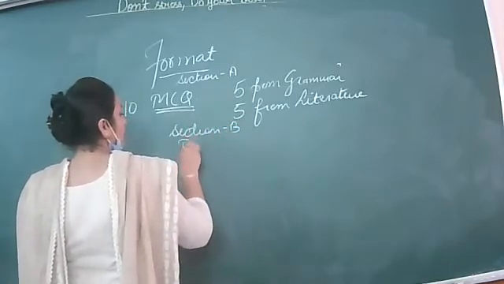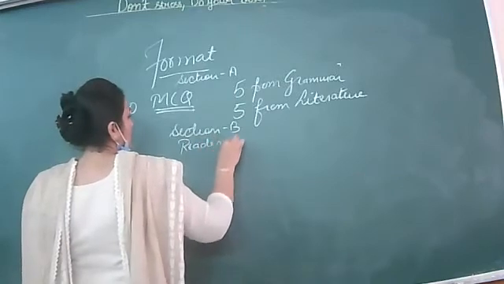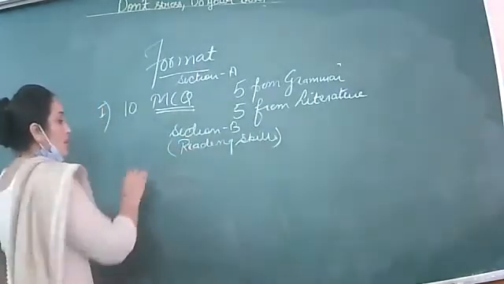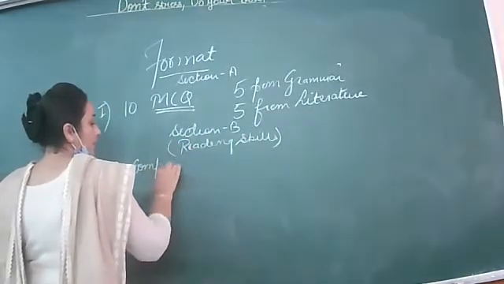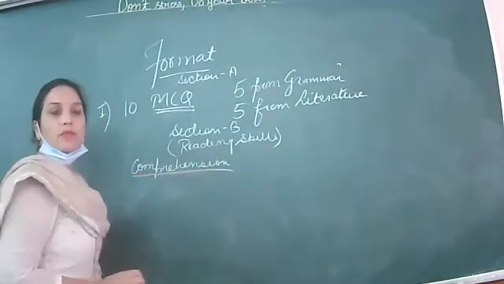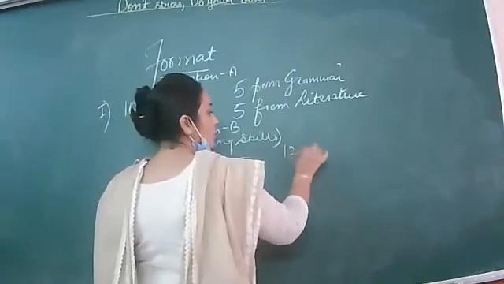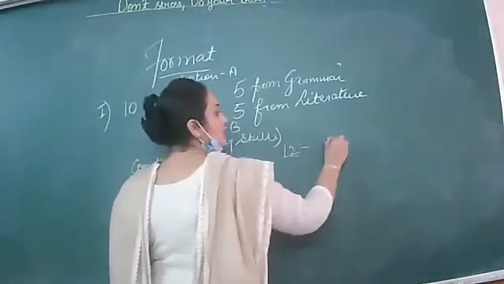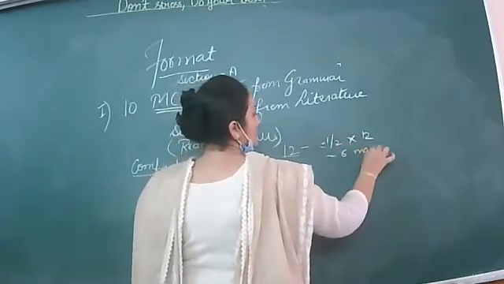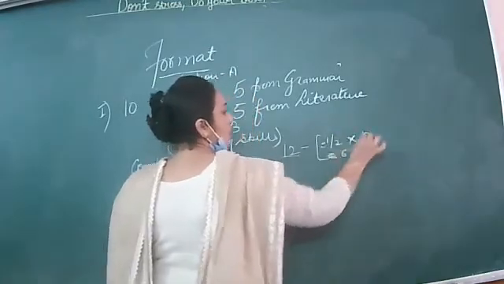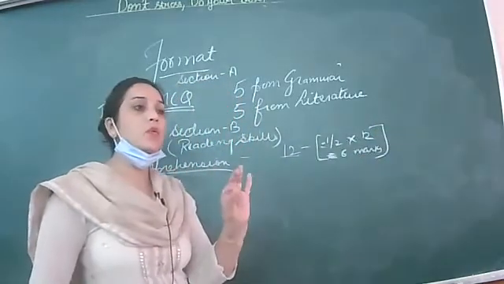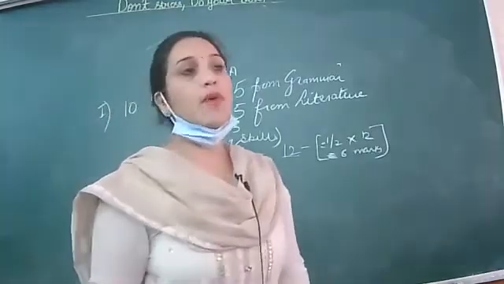In Section B, there will be reading skills. Reading skills means one comprehension passage will be given to you, having 12 questions. One question carries half a mark, so half into 12, 6 marks. So 6 marks, 12 questions, only MCQs. For that, I am giving you one tip also.